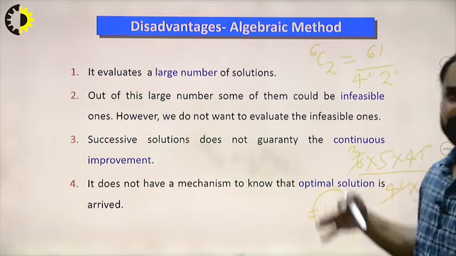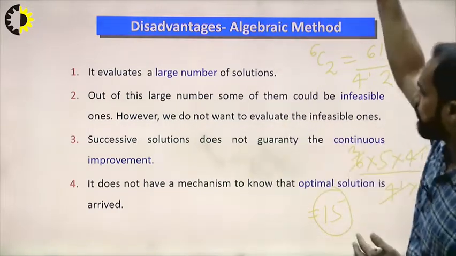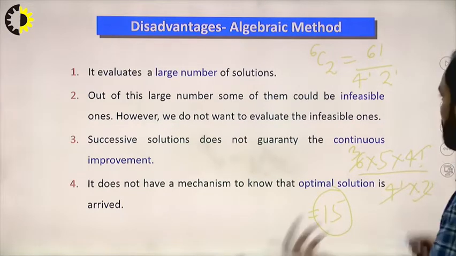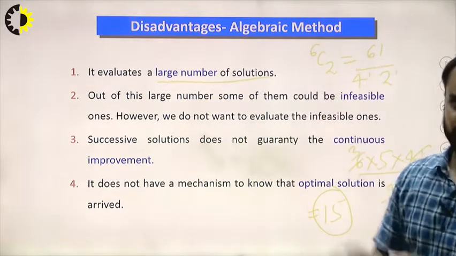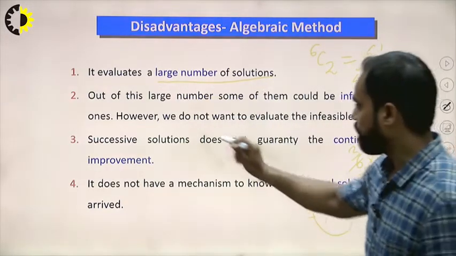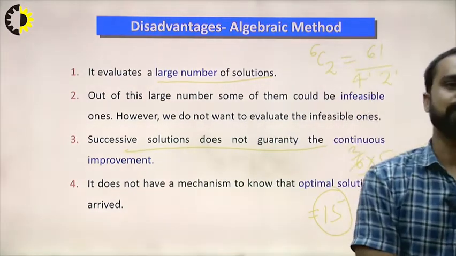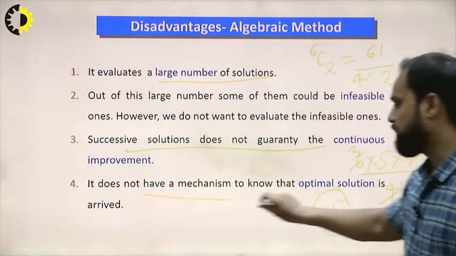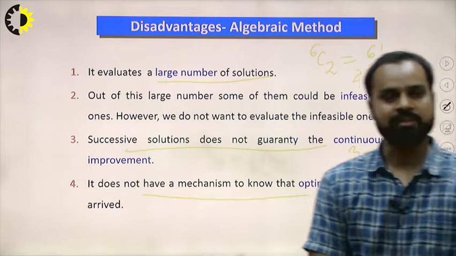A method is more popular than this method if it overcomes all these difficulties. That means a method will be better if we are not calculating a large number of solutions, if it guarantees that successive solutions will show continuous improvement, and also has a termination criteria. That method is known as the simplex method.